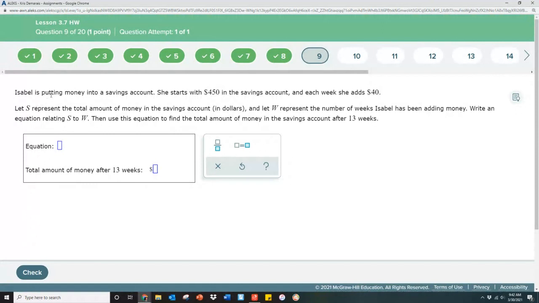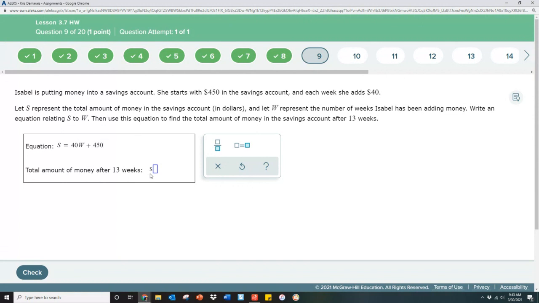So Isabel is putting money into the savings account. She started with $450 in her savings account. Each week she's adding $40. So S represents the total amount of money in her savings account. So S is equal to the $40 per week, which is then W, and then plus $450.